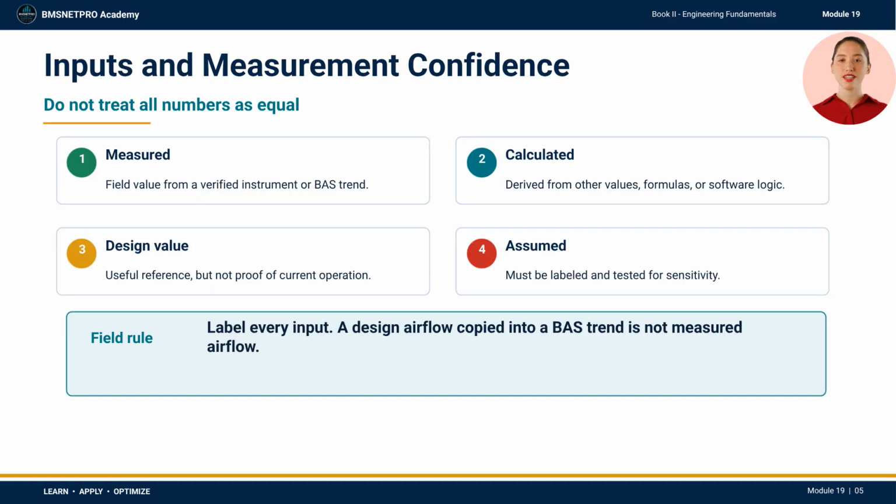A professional calculation separates measured, calculated, design, and assumed values. Measured values should still be checked for range, units, calibration, sensor placement, and operating condition. Calculated values depend on the quality of their inputs. Design values are useful for comparison, but they are not proof of current operation. Assumptions are not wrong, but they must be labeled. When learners present a calculation, every input should show where it came from and how much confidence the team has in it.